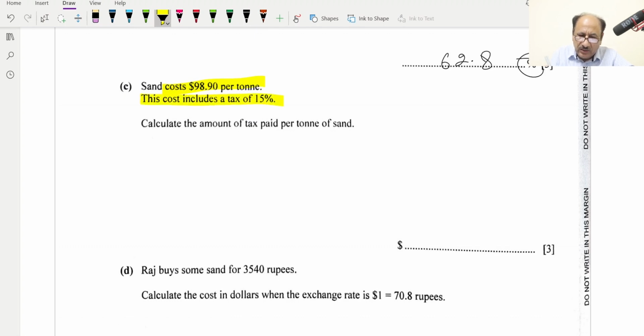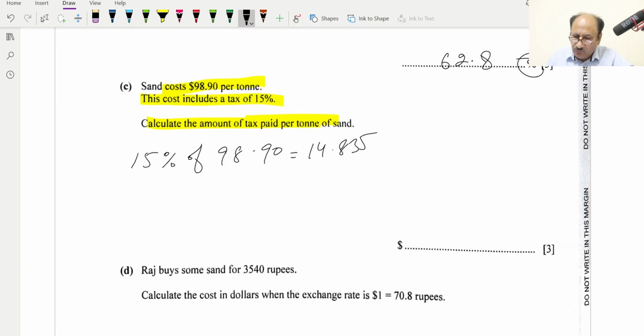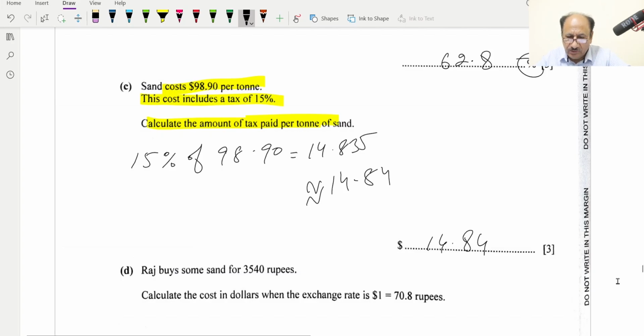So sand costs 98.90 per ton. This cost includes a tax of 15%. Calculate the amount of tax paid per ton of the sand. So we will calculate 15% of what? 98.90. 15% of 98.90 is equal to 14.835. This will be per ton tax. So 14 point, we can write 84, so approximately equal to 14.84. This will be our answer.